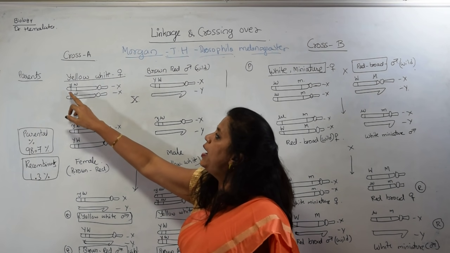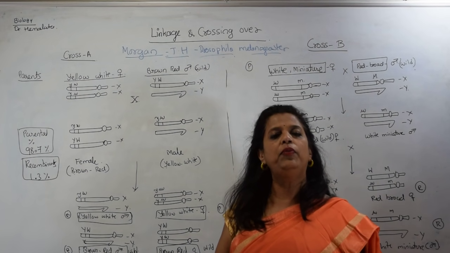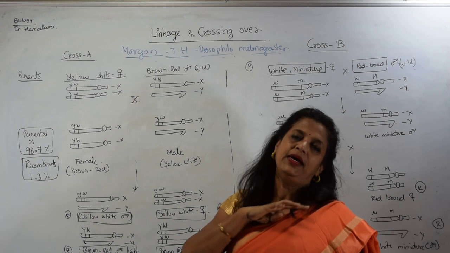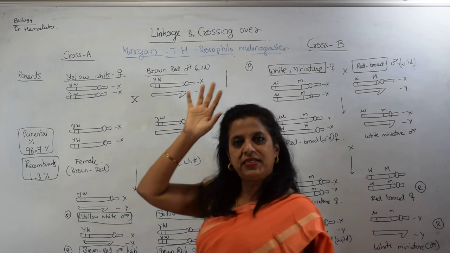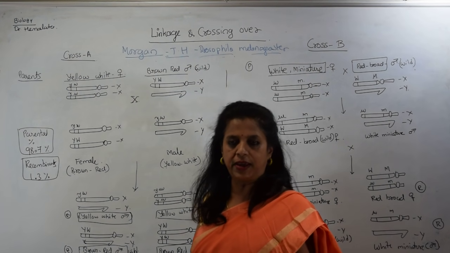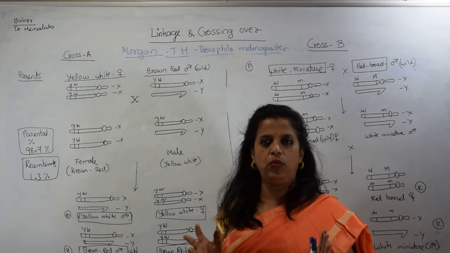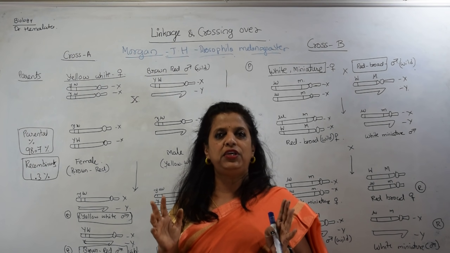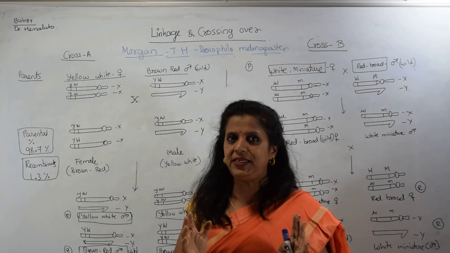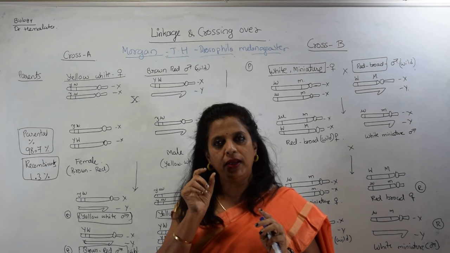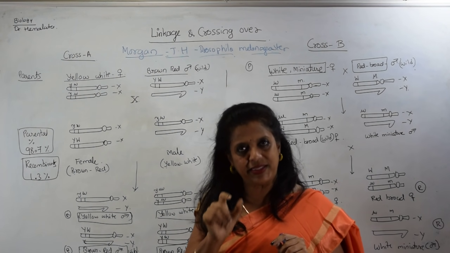But I have written small y, small w because it is a mutant variety. It is a recessive character. So the white and yellow character is a recessive character. In females, you have taken a female having a yellow body and white eye color, which is a mutant variety and has recessive characters, and the genes y and w are linked because they are side by side.